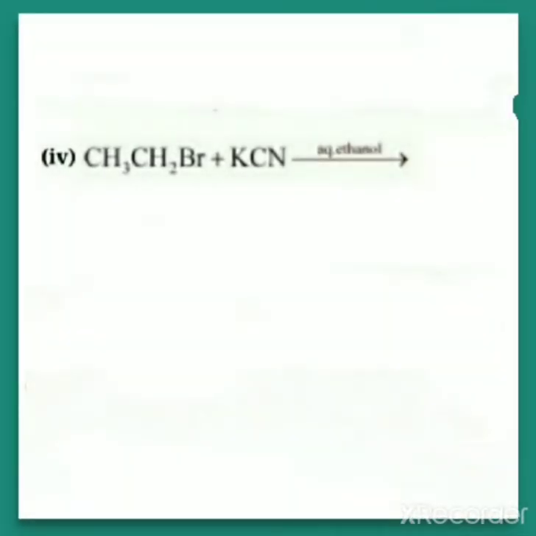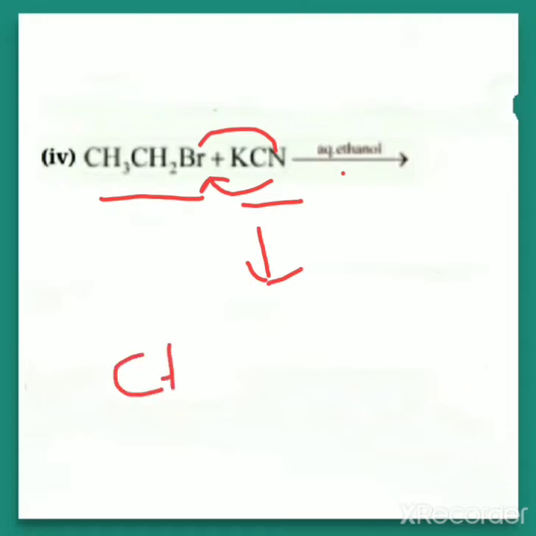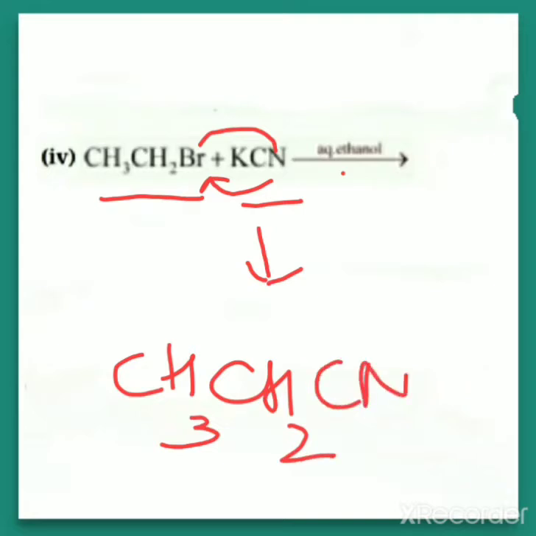Next reaction. Here one reactant is a haloalkane. So you can find this is a haloalkane plus KCN, and the condition is given aqueous ethanol. So as we have learned, KCN, CN is a ligand, it's a nucleophile. So it is also a nucleophilic substitution reaction. That means in the place of Br, CN will come. So we'll get a product, that is CH3CH2, in the place of Br, there will be CN.